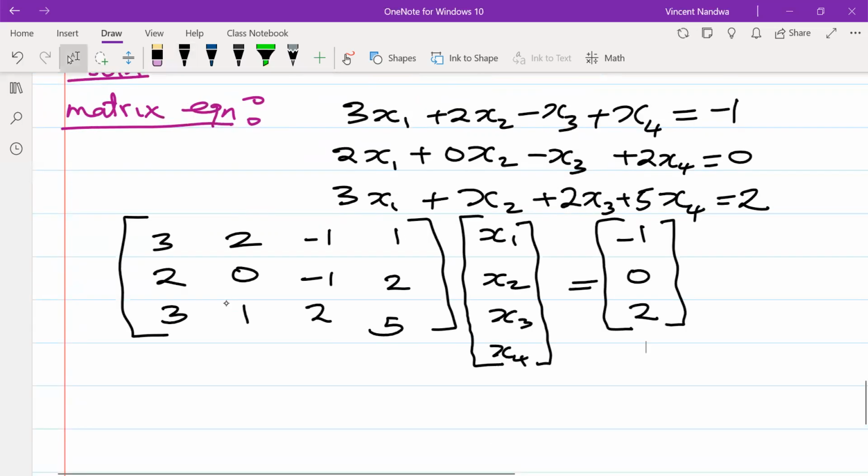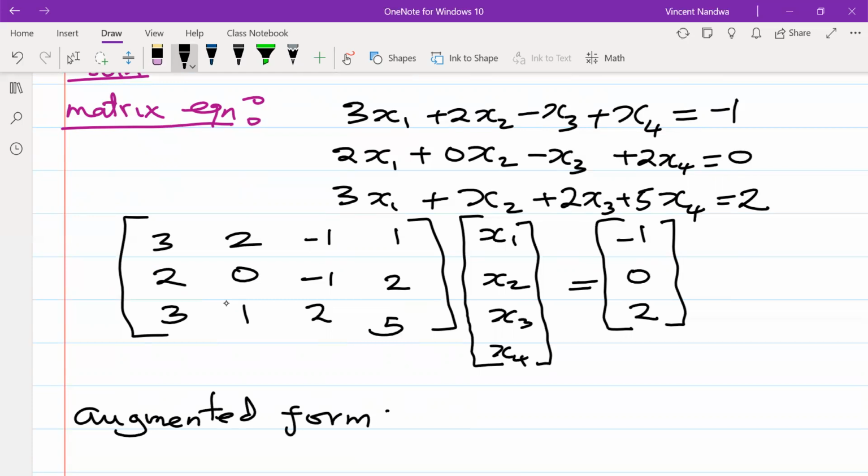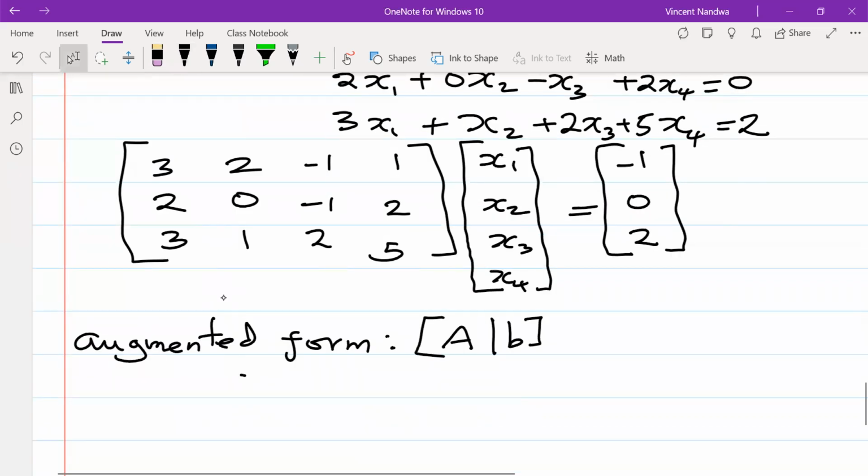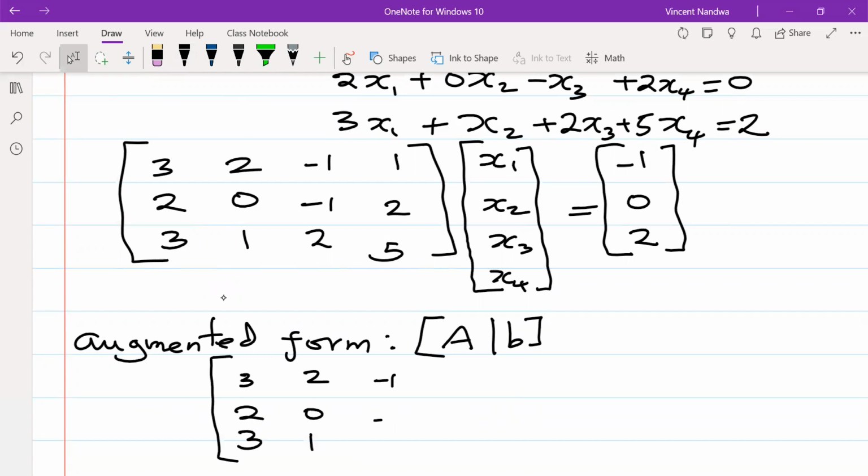Then augmented form is simply given by A, B. So which will be 3, 2, 3, 2, 0, 1, -1, -1, 2, 1, 2, 5, then -1, 0, 2. So that's how we write the augmented form of that system.